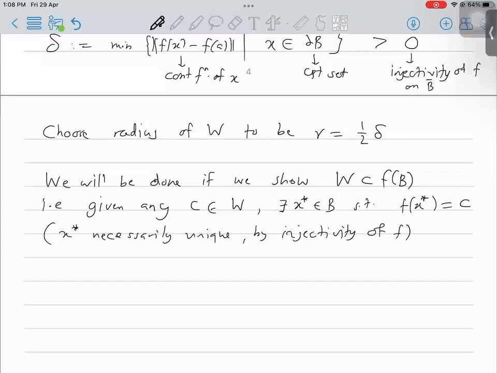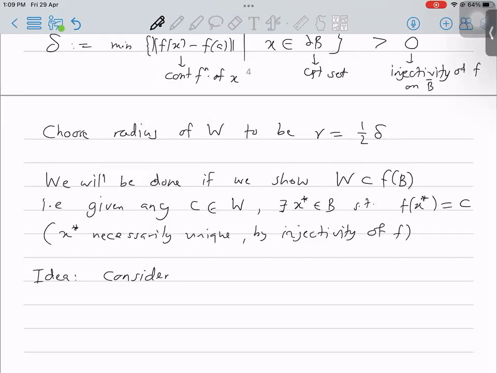So where am I going to find this X star? And this is where the idea comes in. Oh, okay, we are just about out of time, so let me at least formulate the idea. I want to show that a given point is among a list of points. That is, the point C is among the list of all the F of X's. So I consider the distance of C from all possible F of X's.